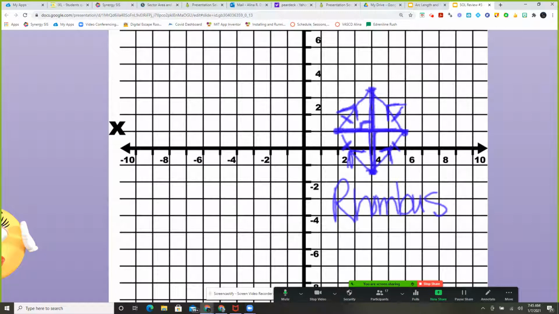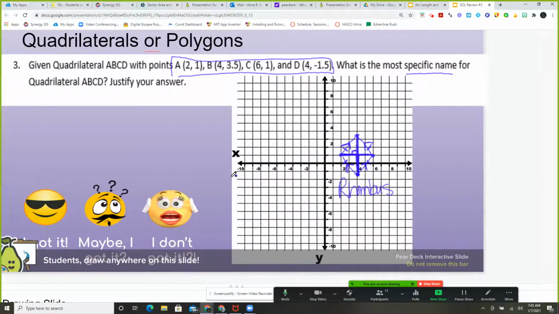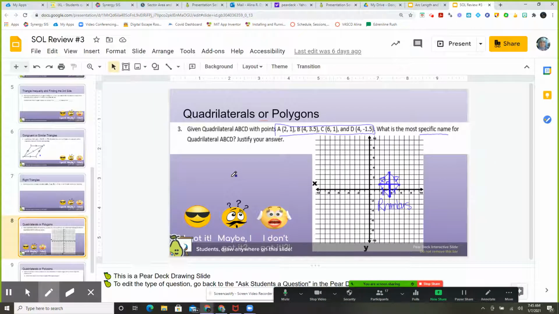If these horizontal pieces and these vertical pieces were the same, it would be a square. But because this is a half, this side is 2 and this side is 2.5, it's not a square. So you just kind of have to draw these out and see what you can do. And this will definitely be a multiple choice question. That's a tough one.